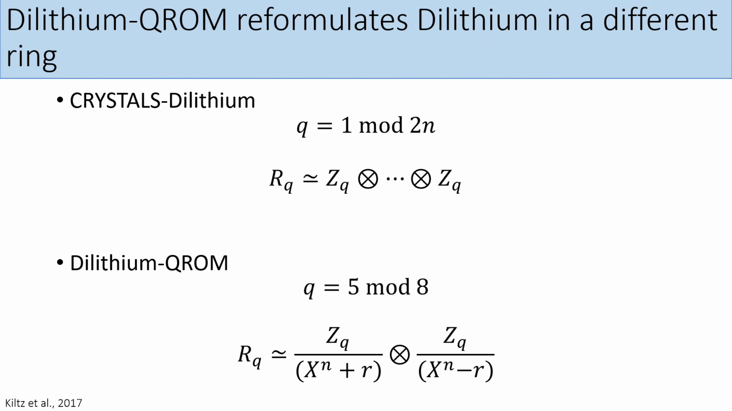So very conveniently, when Q is equal to 1 mod 2n, we have this isomorphism where R_Q is isomorphic to n products of Z_Q.